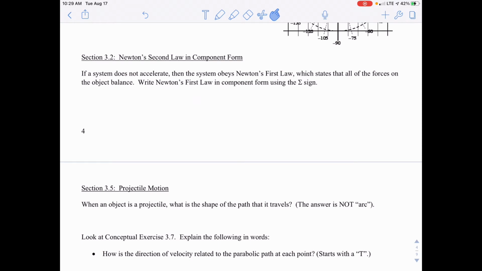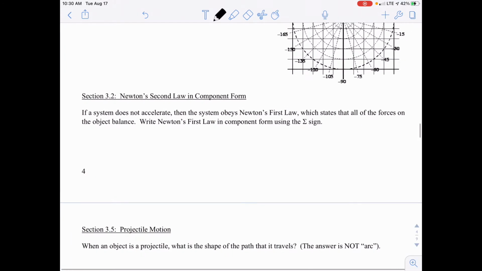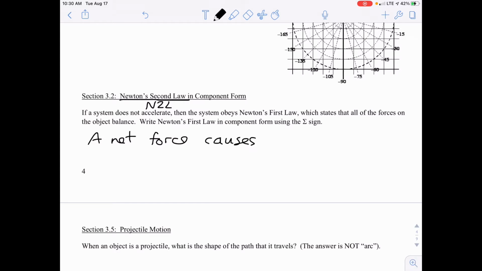Newton's second law in component form. Now, I will always abbreviate Newton's second law. Newton's second law will be abbreviated by me as N2L. And we can start off by saying a net force causes a mass to accelerate.